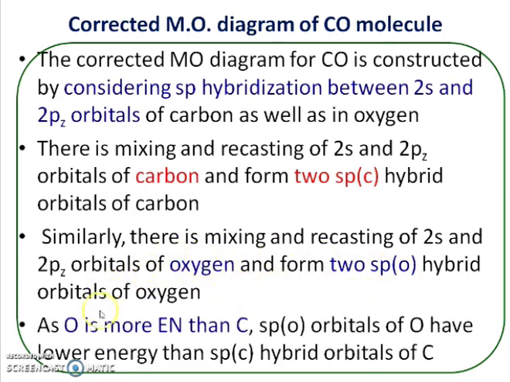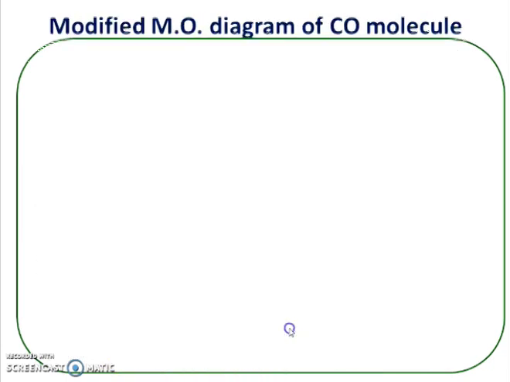And you know that oxygen is more electronegative than carbon, and therefore the hybrid orbitals of oxygen, that is spO, have a lower energy than the hybrid orbitals of carbon, that is spC. So spO are having lower energy than spC. Now the modified molecular orbital diagram for carbon monoxide can be constructed like this.